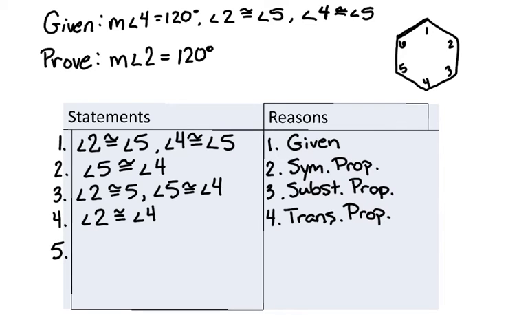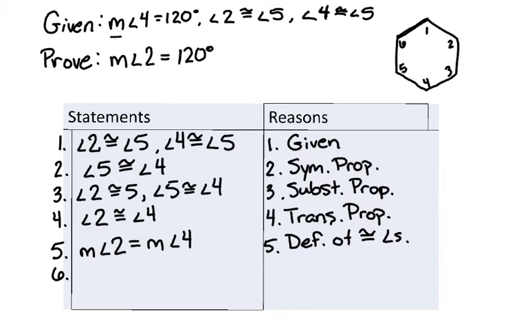Now, step 5, let's go ahead and state that we know that the measurement of angle 2 is equal to the measurement of angle 4 using the definition of congruent angles. So let's go ahead and substitute in.